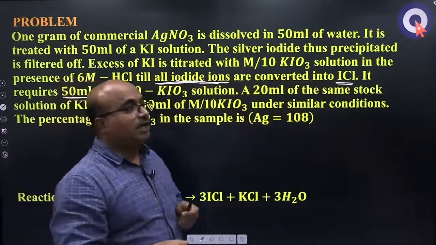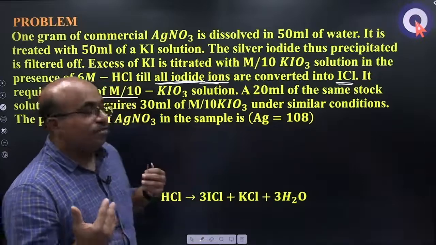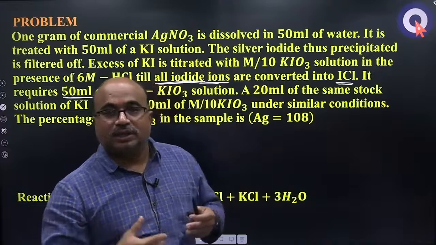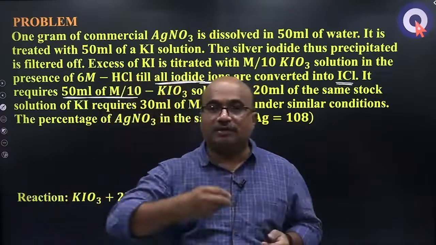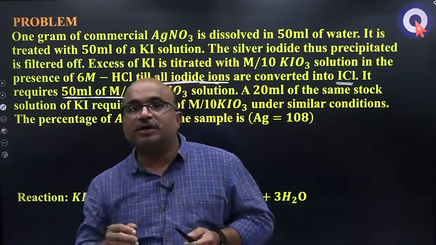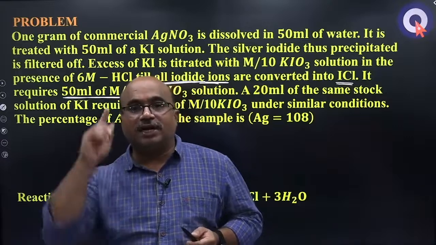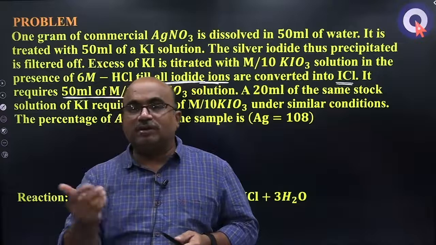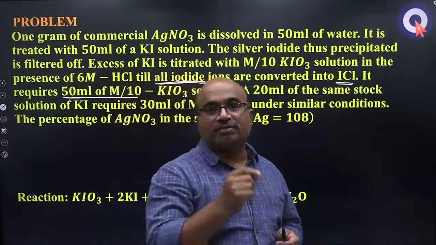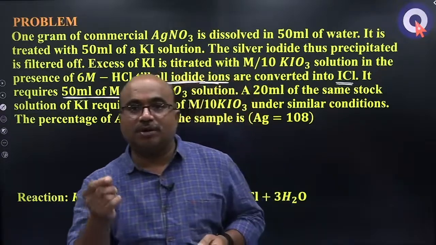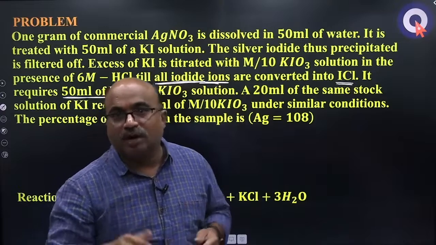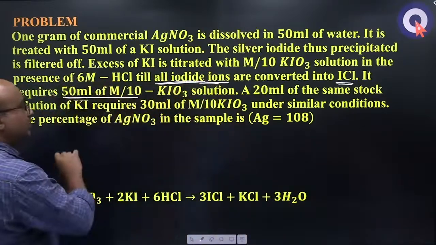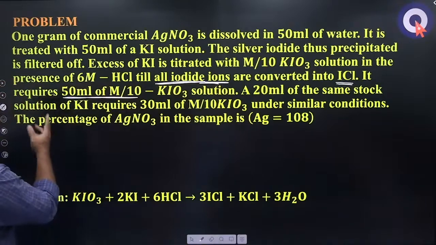So let us say there is some X grams. We calculate the weight of silver nitrate. From the given data, we try to calculate the silver nitrate weight in it. Then what is the percentage of silver nitrate in that sample? In 1 gram, X grams is there. Then what is the percentage? The pure weight of that component divided by the total weight, multiplied by 100, will give the percentage. So let us see the basic things.